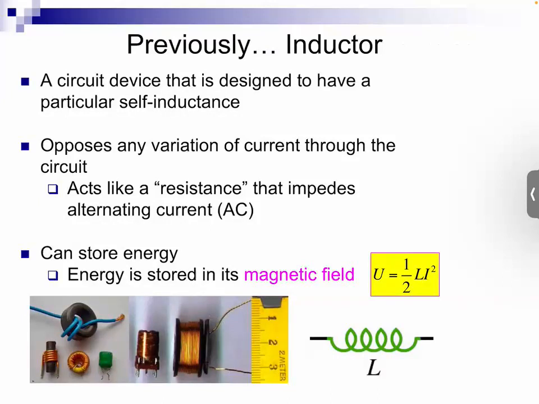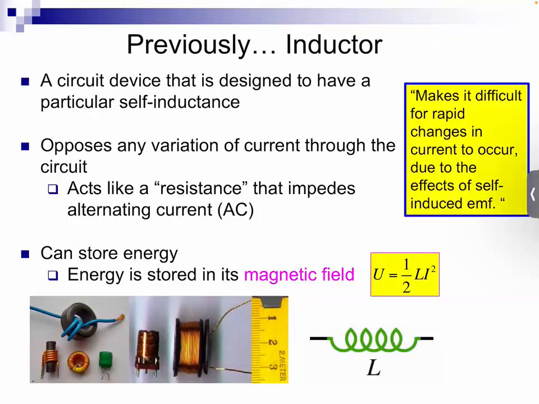So just a quick review. Yesterday we learned what an inductor is. It's a circuit device that acts like the resistor counterpart in AC. It essentially makes it difficult for rapid changes in current to occur, because we learned from Faraday's law of electromagnetic induction that if the current changes, then you have a changing magnetic field that induces a voltage or EMF, and that induced voltage opposes the change in the current or magnetic field. So we learned that yesterday, that's the main purpose of the inductor.